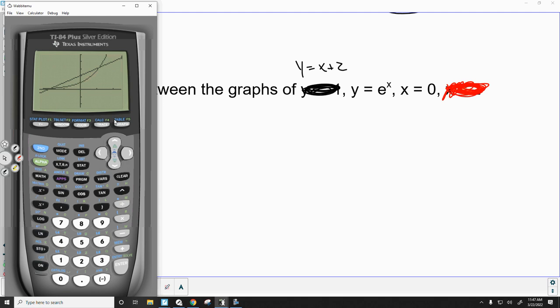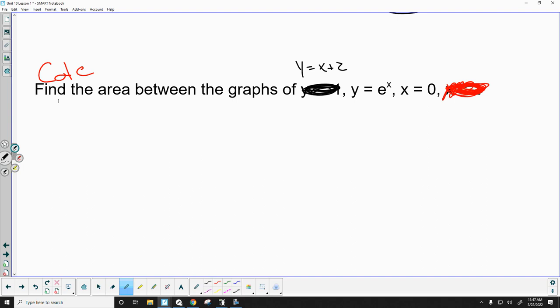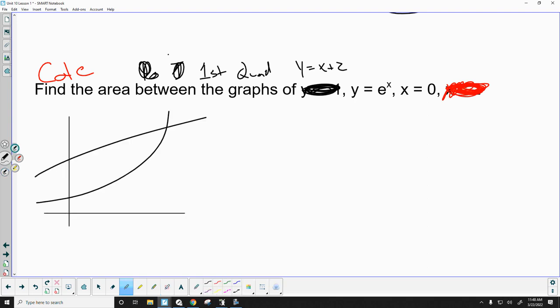Now, oh, forgot to say something. I would probably distinguish which half of things by saying in the first quadrant. My bad. First quadrant. So we are talking about this region here. Okay? Where you got y equals e to the x on the bottom, y equals x plus 2 on the top.